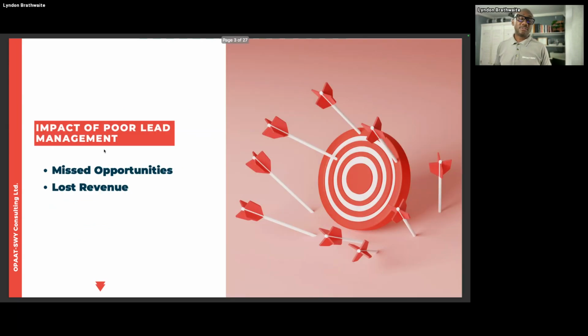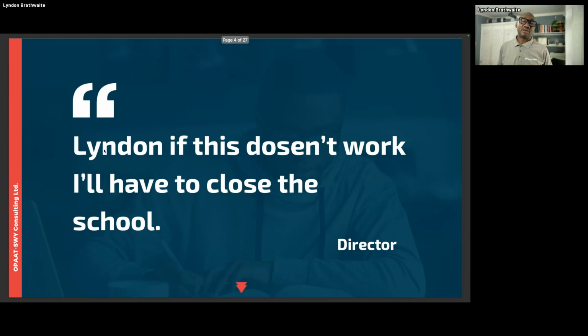Now, when it comes to the overall impact of that, it's pretty straightforward, right? Missed opportunities and lost revenue. We wouldn't make that too much of a science, because at the end of the day, it is what it is. You're going to lose out on opportunities, and it's going to affect you as it relates to your revenue.